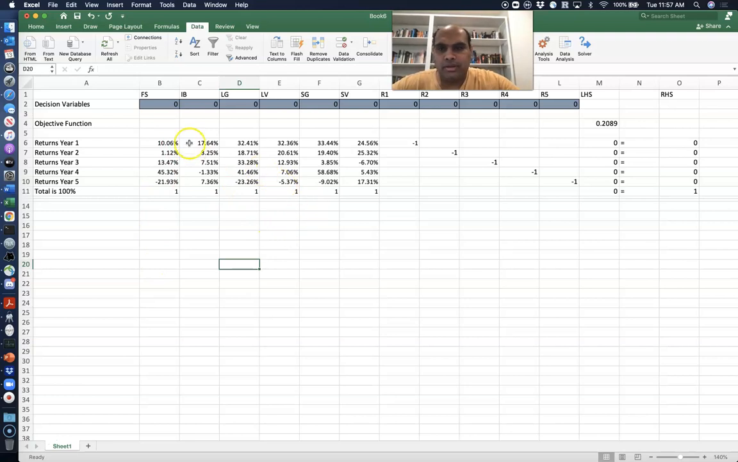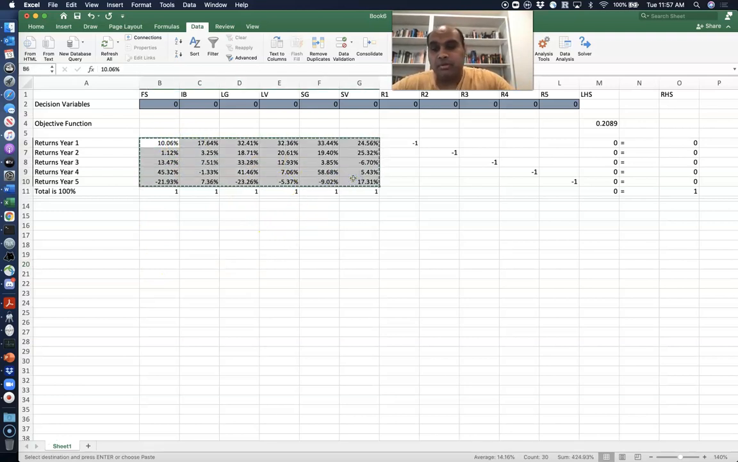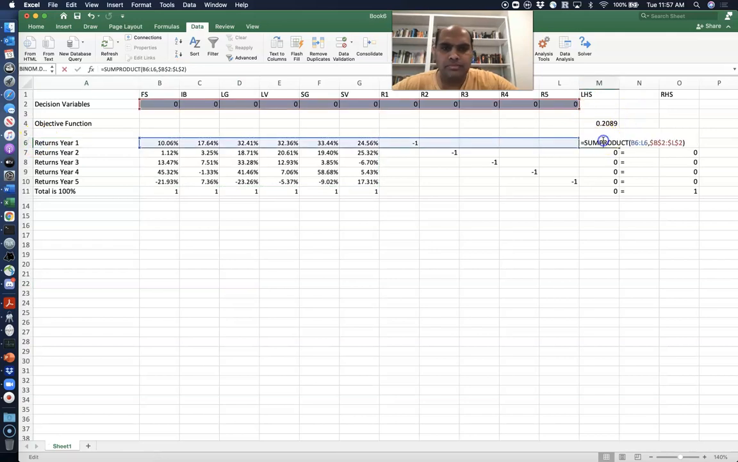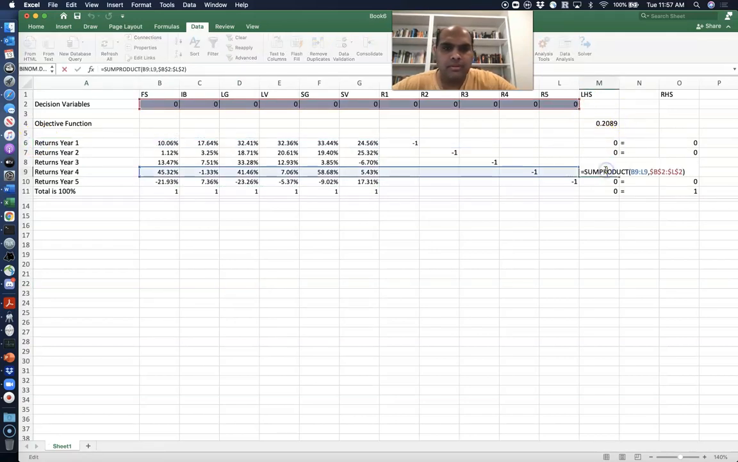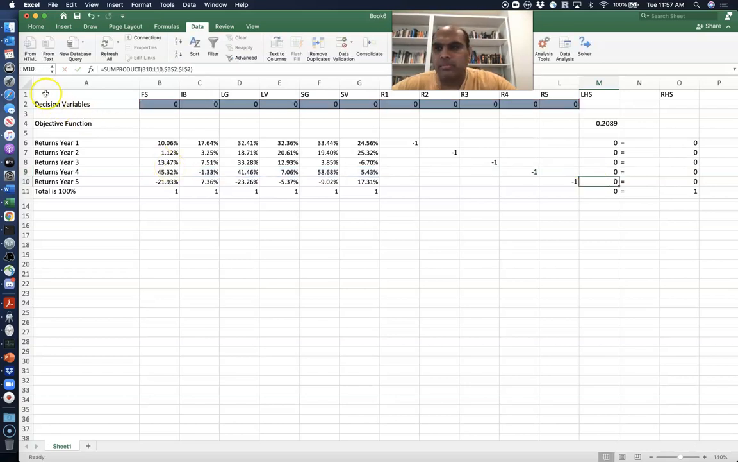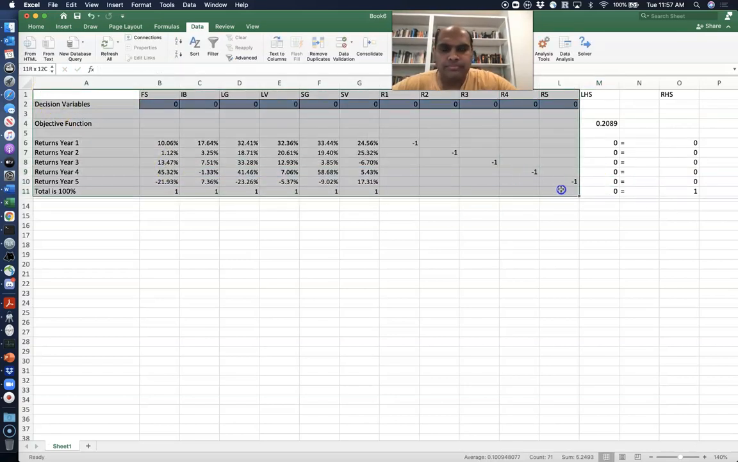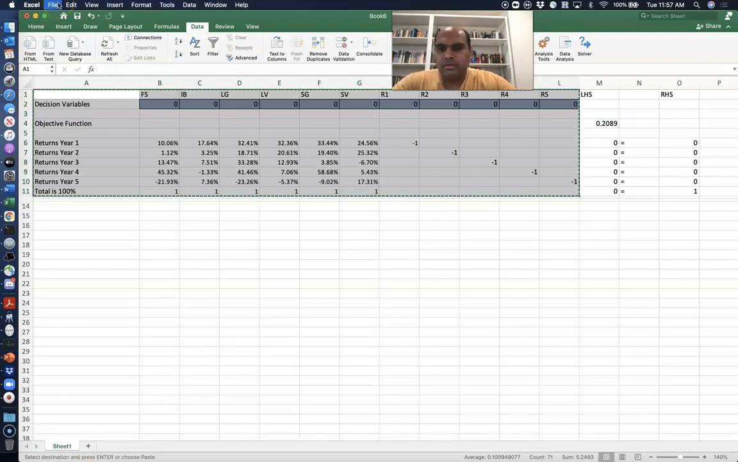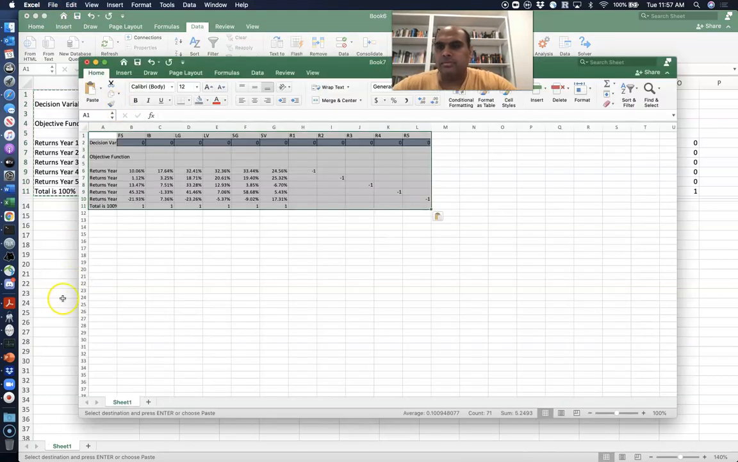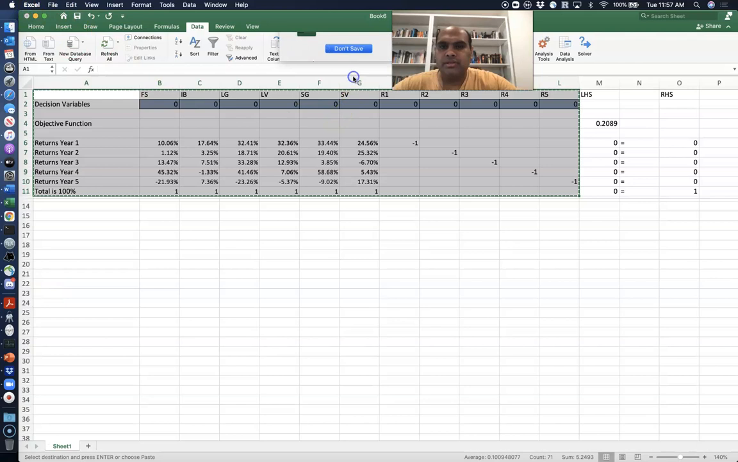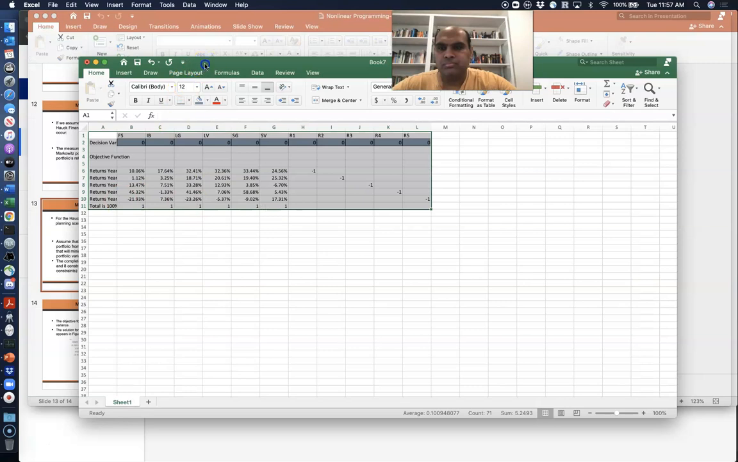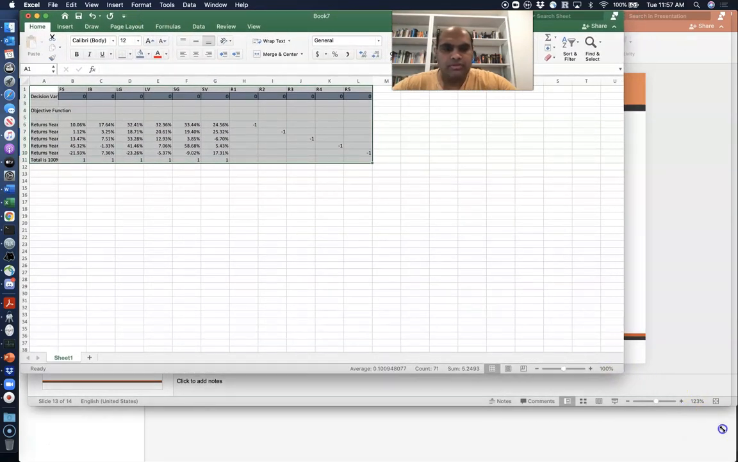So let's set this up in Excel and solve it and see how it goes. Now obviously it didn't work out for us last time. Maybe it'll work out this time. Let's see. Just this portion, I'm going to copy to a different file just in case. For some reason it was not working out last time.